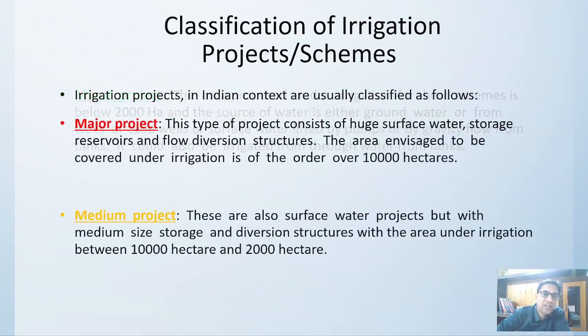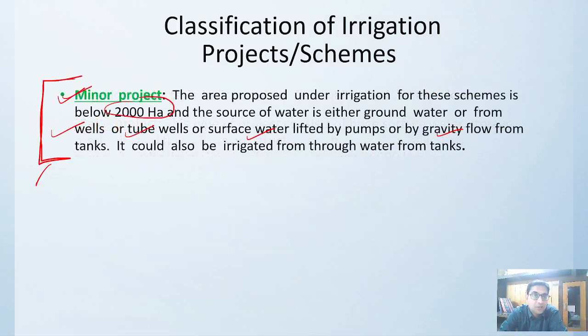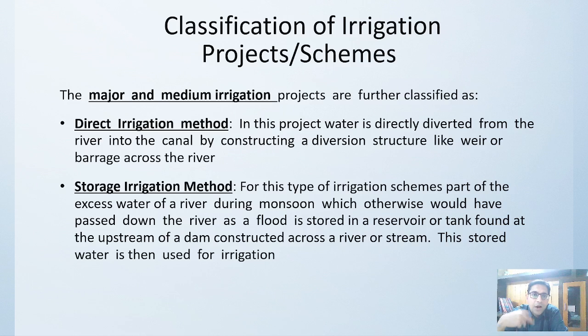But for very big areas, you require a major project where 10,000 hectares of land will be utilized for irrigation. That is called a major project. If it is 2000 to 10,000, it is a medium project, and if it is below 2000, it is called a minor project. Now under major and medium irrigation, major means above 10,000 and medium means between 2000 to 10,000 hectares.